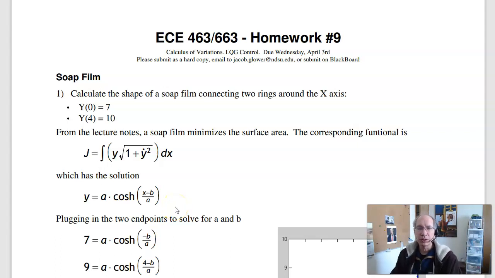Here are solutions to homework set number 9 for ECE 463-663 Modern Control.